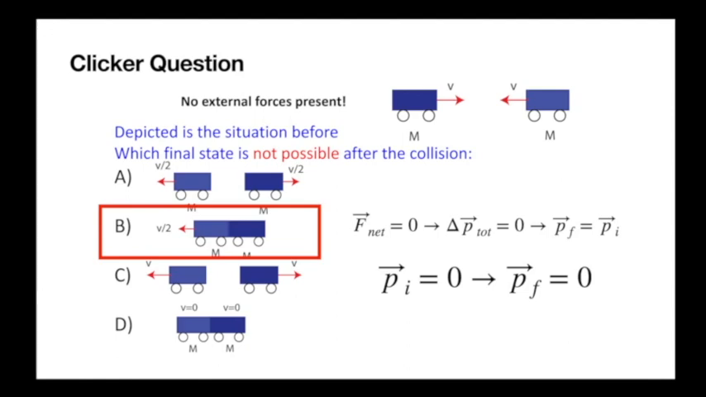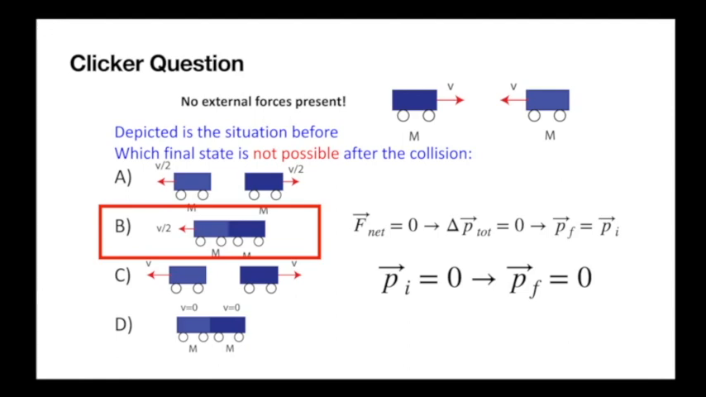What's P initial? Well, we have two equal and opposite momenta, right? The velocities are equal and opposite. They have the same mass. So the total momentum is 0, because those two arrows will just cancel each other out. mv plus negative mv is 0. So if my initial total momentum is 0, then my final total momentum also must be 0. So the way we're going to check whether these final states are possible is just making sure that they do have a total momentum of 0.